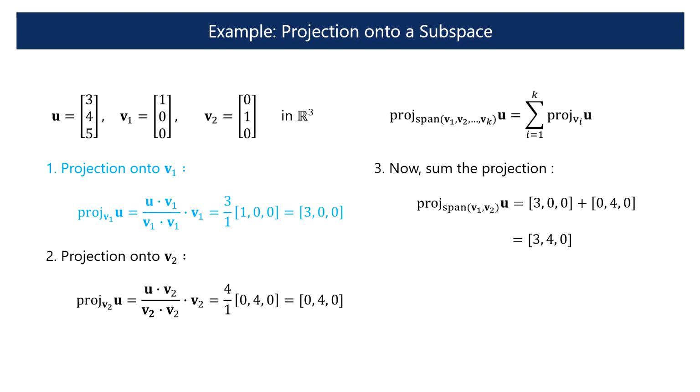First, compute the projection onto v1 by this expression. Next, compute the projection onto v2 by this expression. Now, sum the projections. So, the projection of u onto the subspace spanned by v1 and v2 is 3, 4, 0.